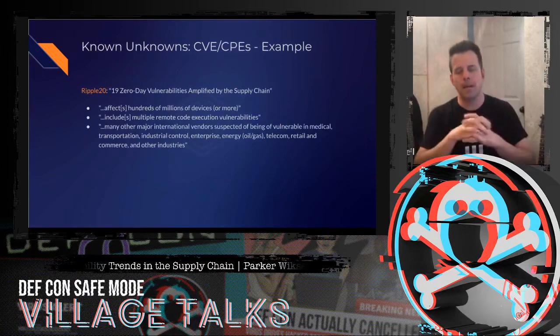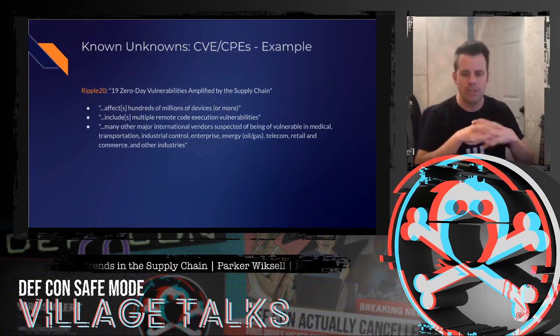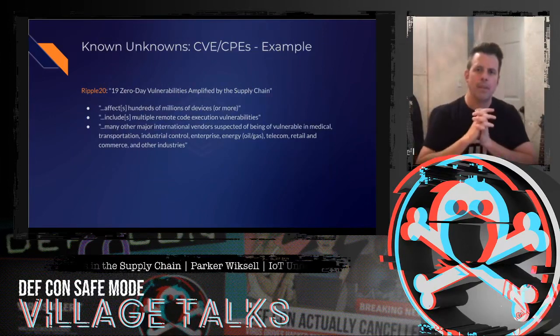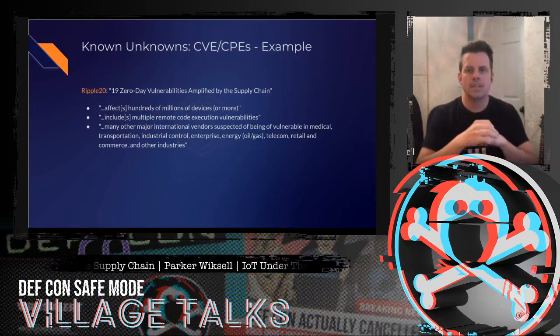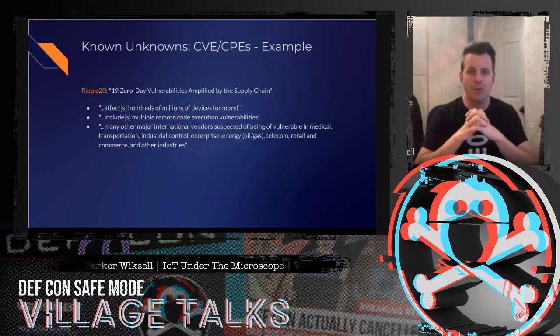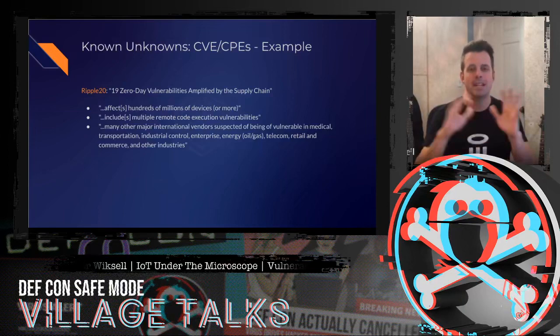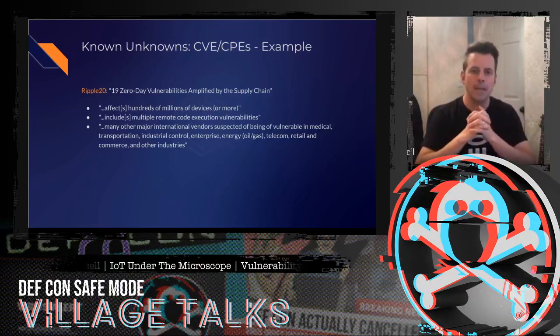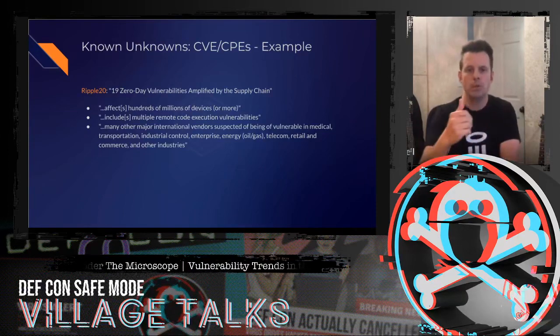We'll do one more example before we get into the more juicy stuff, the statistics that we found. This latest CVE, CPE that we're talking about is Ripple 20. I'm sure you guys have heard of it. 19 zero-day vulnerabilities amplified by the supply chain. Its title says it all, right? And this was reported about 2 months ago.